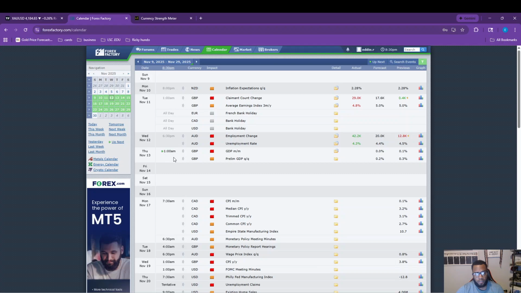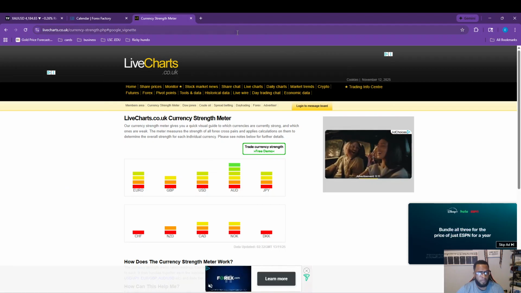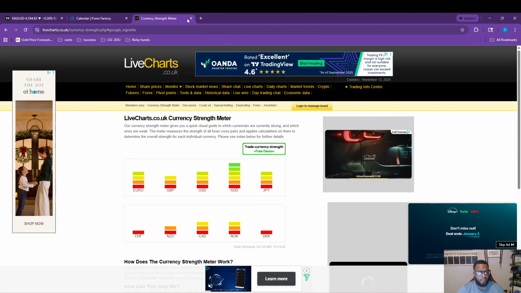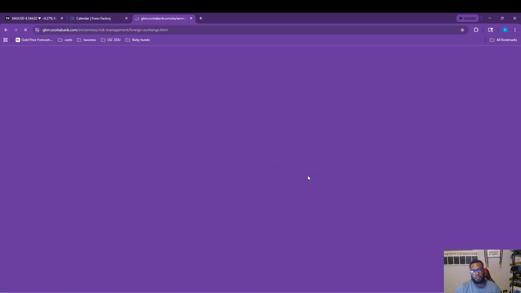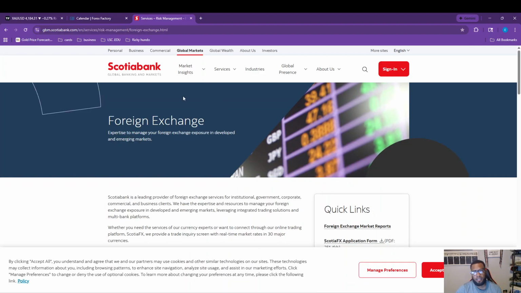So that's just a little food for thought. So after I go in there and I see the currency meter, another website that I love and like to look on is Scotiabank. It gives me a lot of nuggets here.